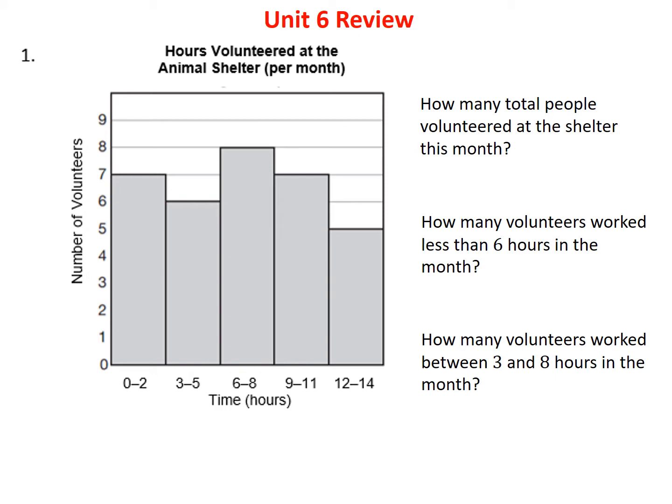Our first question says, how many total people volunteered at the shelter this month? Well, to find that out, we simply need to find out how many worked in each category. So notice the first box, there were 7 people who worked 0 to 2 hours. There were 6 people who worked 3 to 5 hours. There were 8 people who worked 6 to 8 hours. And there were 7 people again who worked 9 to 11 hours. And finally, there were 5 people who worked 12 to 14.